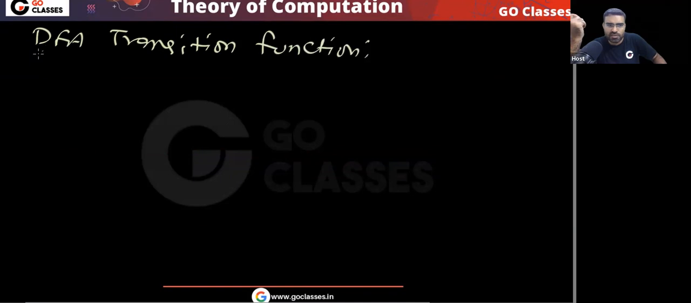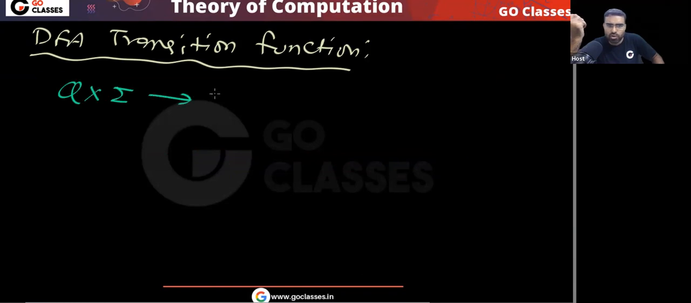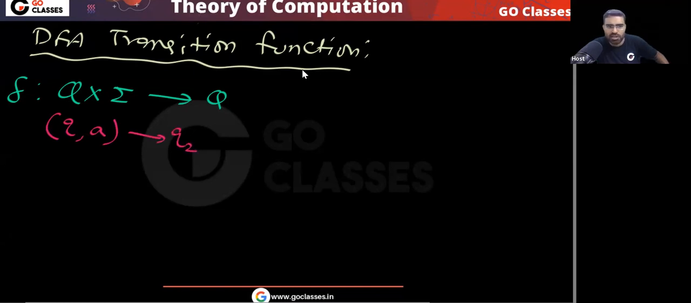Remember your DFA transition function. What will it do? The domain is Q cross sigma to Q. Yes or no? This is the DFA transition function. It means in any state, when a symbol comes, you will go to some state. Is this point clear? Very simple. Your input is that you are in some state, some symbol comes, then where will you go? So this is your DFA transition function.